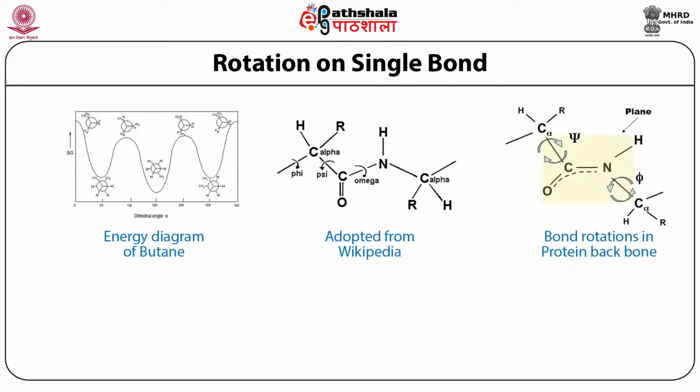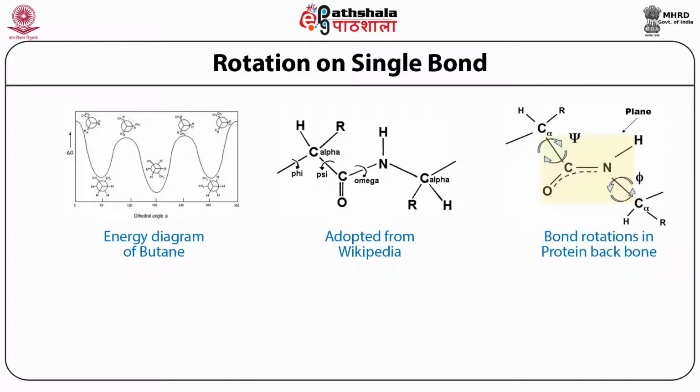Now if you look at the left side of the slide, you have an energy diagram of butane. In this you have 4 carbons, and suppose you are rotating on carbon 2 and carbon 3 on the single bond. There are 2 methyl groups on the second carbon and the third carbon. Whenever these methyls come closer, within the staggered conformation you have 2 different energy states.